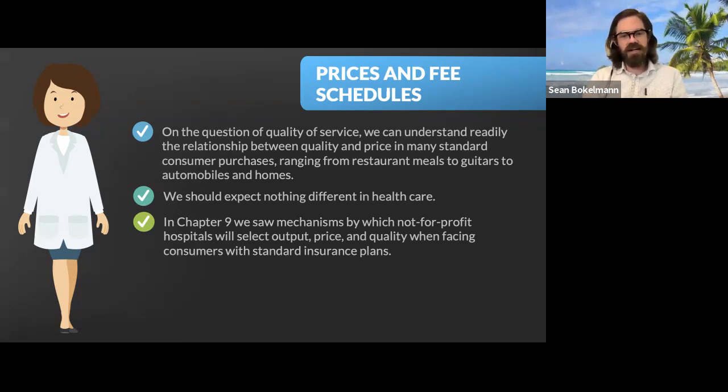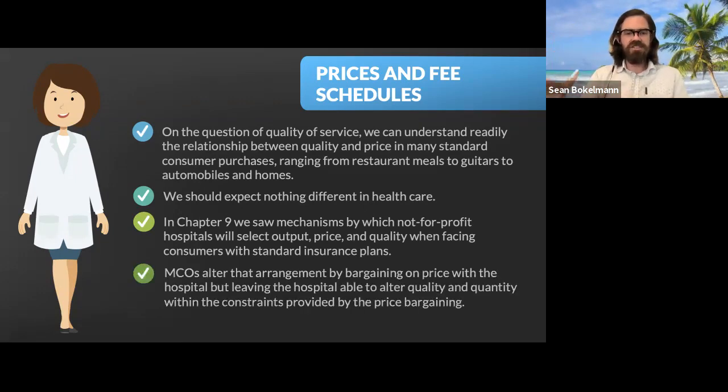And we saw in chapter 9 the sorts of things that not-for-profit hospitals use to select output, price, and quality when they have consumers with sort of standard insurance plans. But MCOs change that, right? They change those arrangements when they bargain on price. They say, okay, hospital, these are the prices we're willing to accept, but they don't say anything about the types of quality or quantity that the hospital has to provide, right? They're just setting the prices and then they leave it to the hospital to alter the quality and quantity given those constraints provided by the price bargaining.